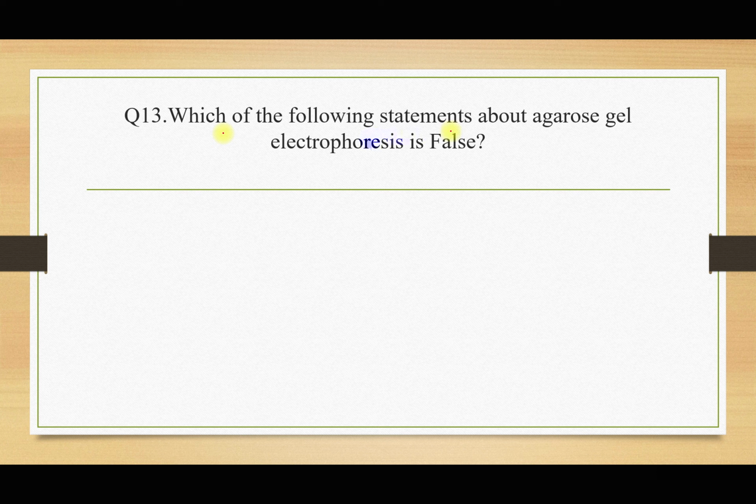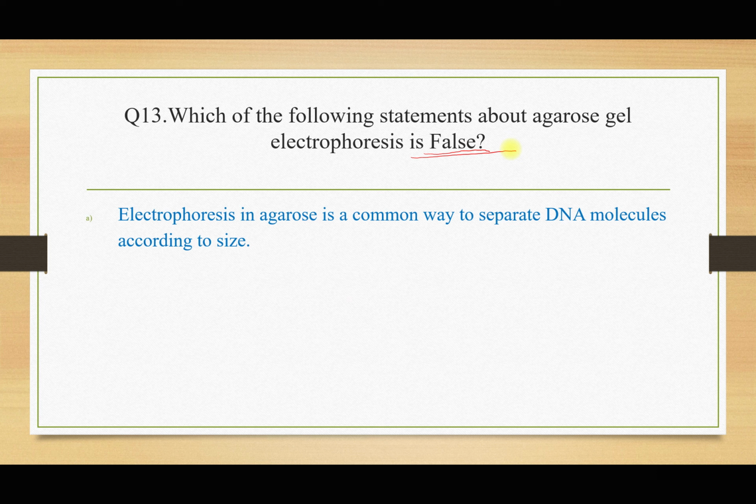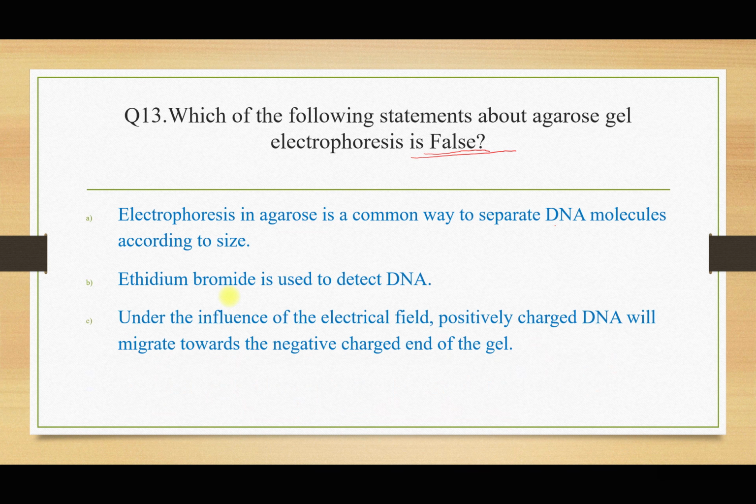Question number 13. Which of the following statements about agarose gel electrophoresis is false? Now note very carefully that out of the 4 statements given here, there is one statement which is incorrect, that means false. Option A, electrophoresis in agarose is a common way to separate DNA molecules according to size. This is correct. B, ethidium bromide is used to detect DNA. It is also correct. C, under the influence of an electrical field, positively charged DNA will migrate towards the negatively charged end of the gel. Now see, it is written positively charged DNA, but DNA is negatively charged, so it is incorrect. The fourth option is none of them. So here the correct one is option C.